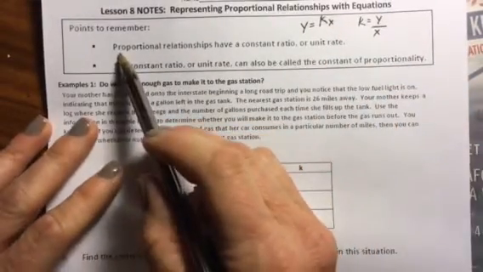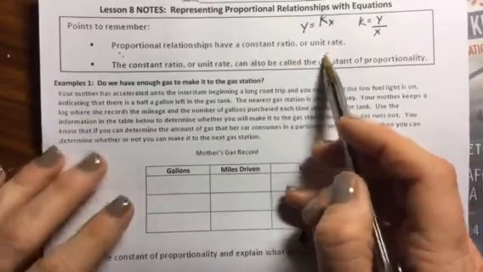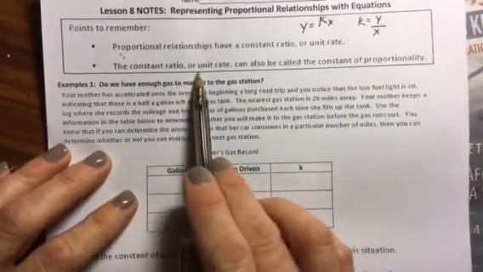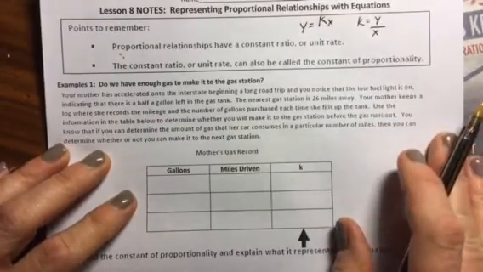We need to remember that proportional relationships have a constant ratio or unit rate, and that constant ratio or unit rate can also be called the constant of proportionality, which we did yesterday.